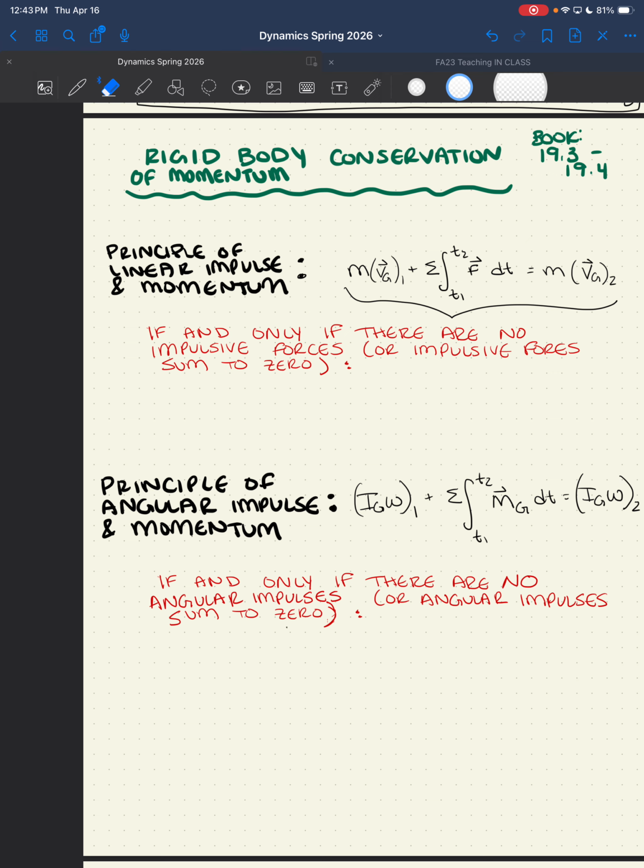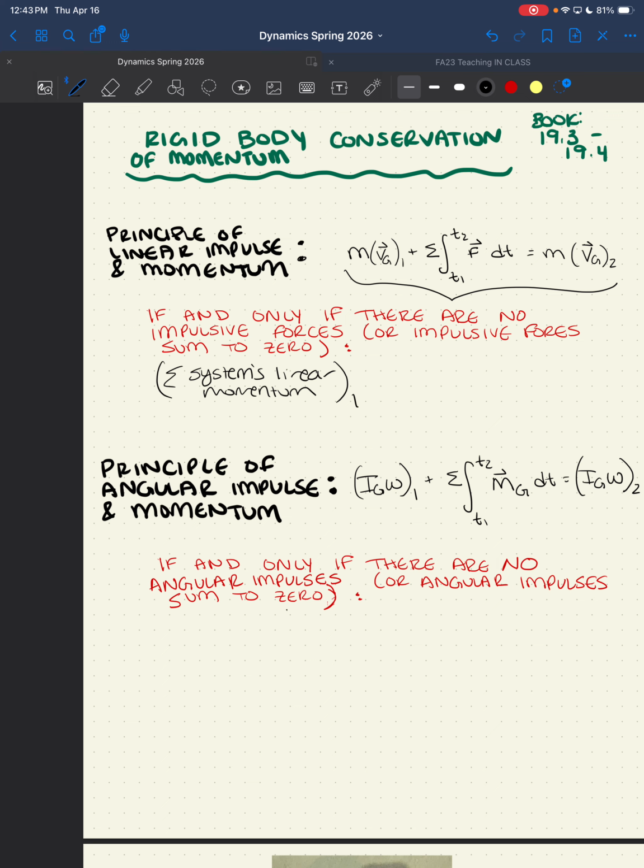Okay, if this is the case, then we simply have that the sum of the system's linear momentum at time 1 is equal to the sum of the system's linear momentum at time 2. And we call this conservation of linear momentum.